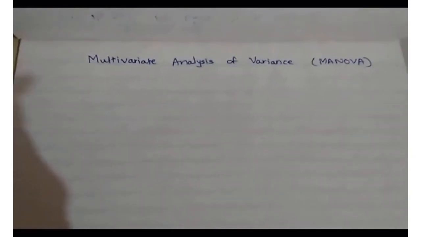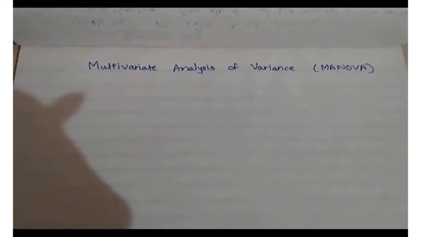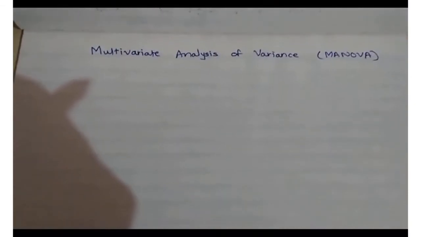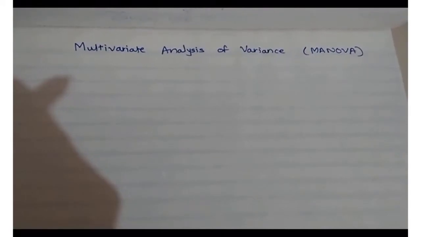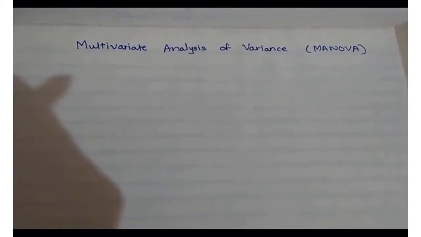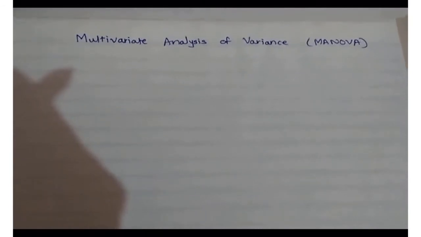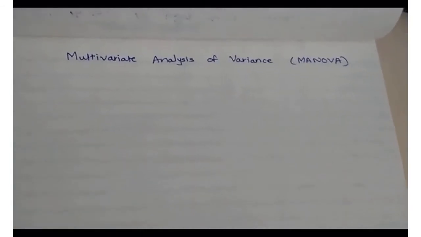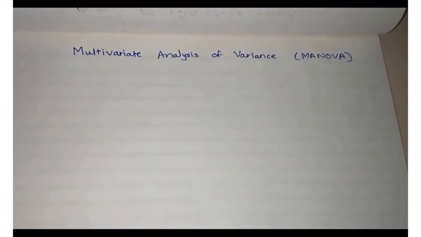Hello everyone. Today we'll be generalizing whatever we did for two populations to multiple populations. We know that in the univariate setup, when I want to compare means of two samples, I use t-test. But when I want to compare means of multiple samples, we go for ANOVA instead of t-test.